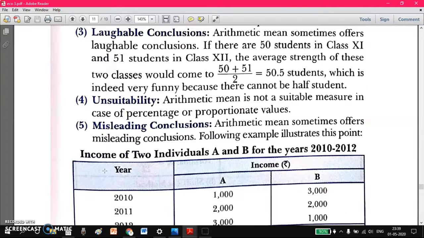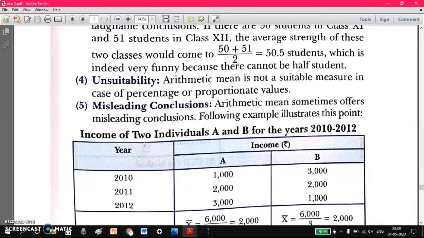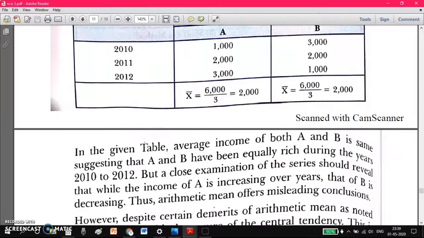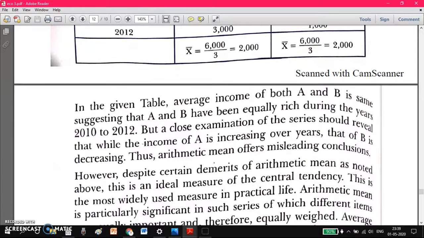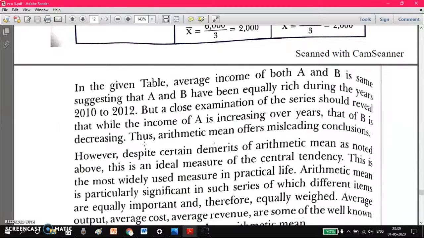Misleading conclusions. Arithmetic mean sometimes offers misleading conclusions. The following table gives the illustration. In the given table, the average income of both A and B is the same, suggesting that A and B were equally rich during the years 2010 to 2012. But a close examination of the series reveals that while the income of A is increasing over the years, that of B is decreasing.